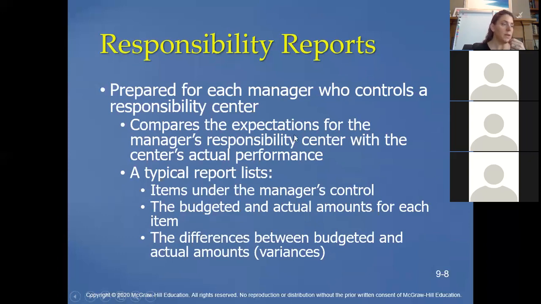So in doing it this way, you can really narrow down who's responsible for what. We're comparing the expectations, not just for the company, but for each particular department. It's a way of breaking down even more when we're talking about a flexible budget, even more than the company as a whole. So we can break it down for each responsibility center. Again, we're comparing what we thought would happen versus what does happen. And so we're just narrowing it down for each department.